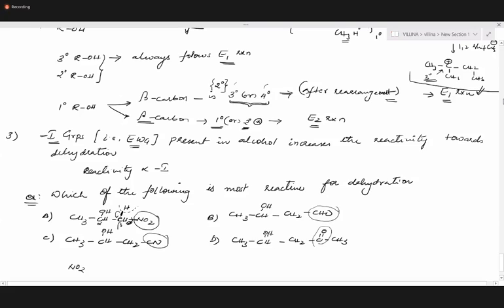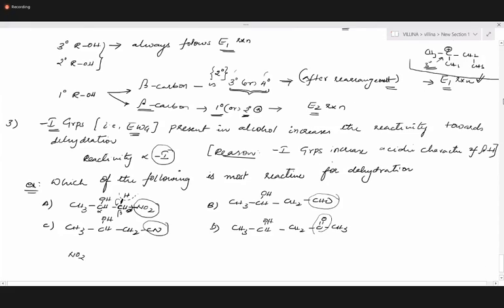So the point is that the reactivity of alcohols is proportional to minus I groups. The reason for that is that the minus I groups increase the acidic character of the beta hydrogen, thereby allowing easy removal of this beta hydrogen in the last step. Among the four groups we have, obviously nitro is the one with greater electron withdrawing capacity, right? So the answer will be option A.